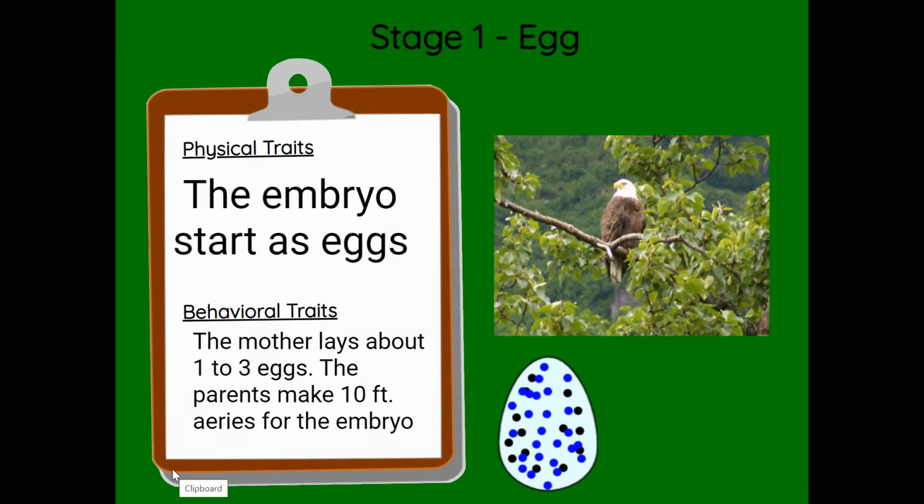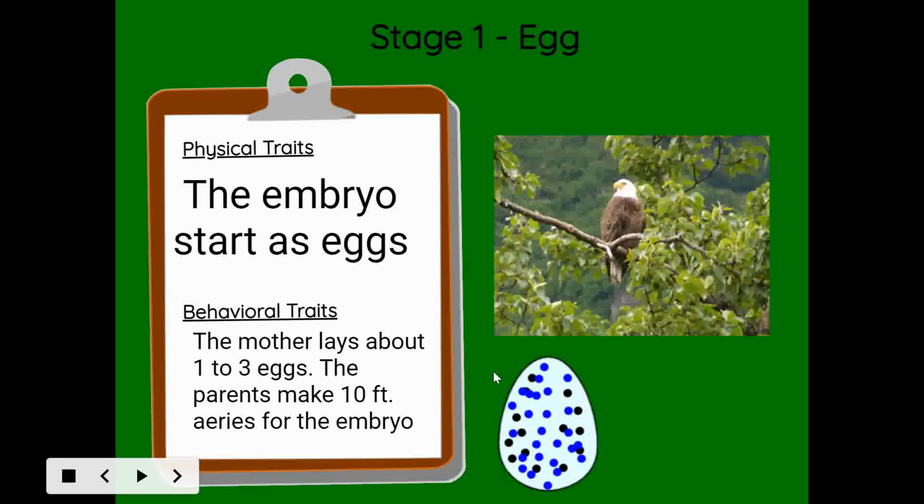So stage 1, egg. Physical traits are like when you look at something, and behavioral traits are how they behave. So physical traits, the embryos start as eggs. This is an egg.